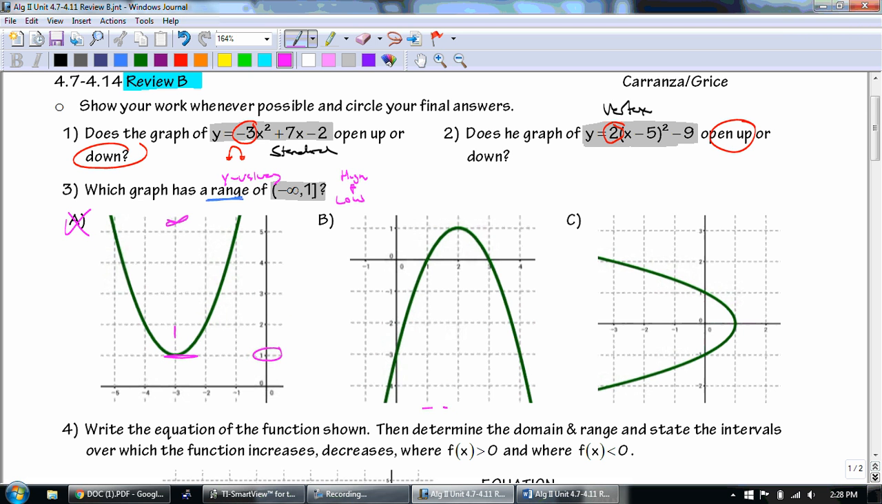B, I'm starting at negative infinity down here as these graphs keep going lower, and then it comes all the way up and it stops at 1. So B is my correct answer. Now C, we haven't talked about that stuff yet, so you don't need to worry about it.